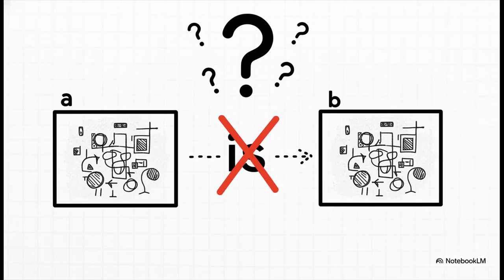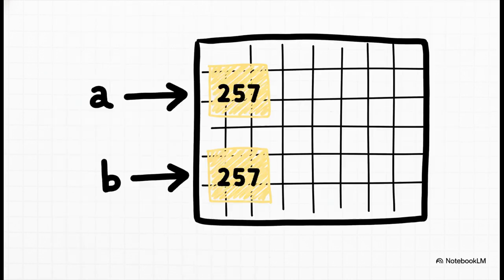Okay, so let's get back to 257. We know they have the same value, so why aren't they the same object? Well, it's because Python actually made two totally separate objects. They just happen to hold the same number.